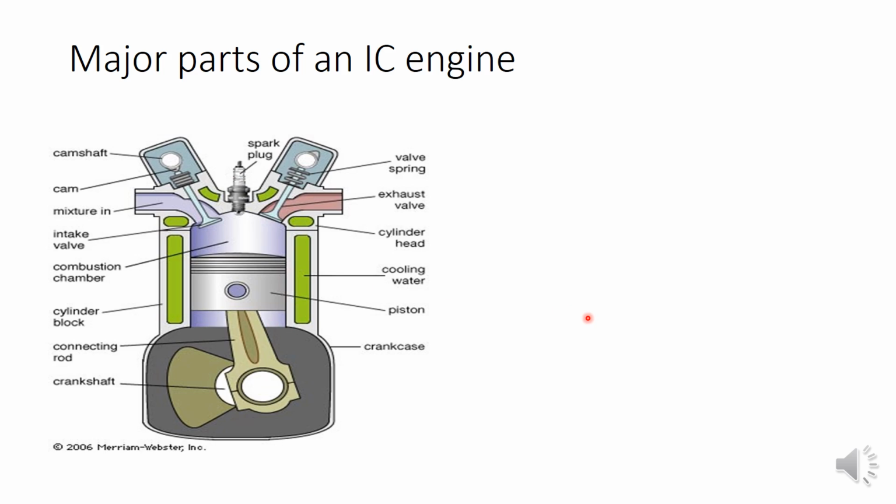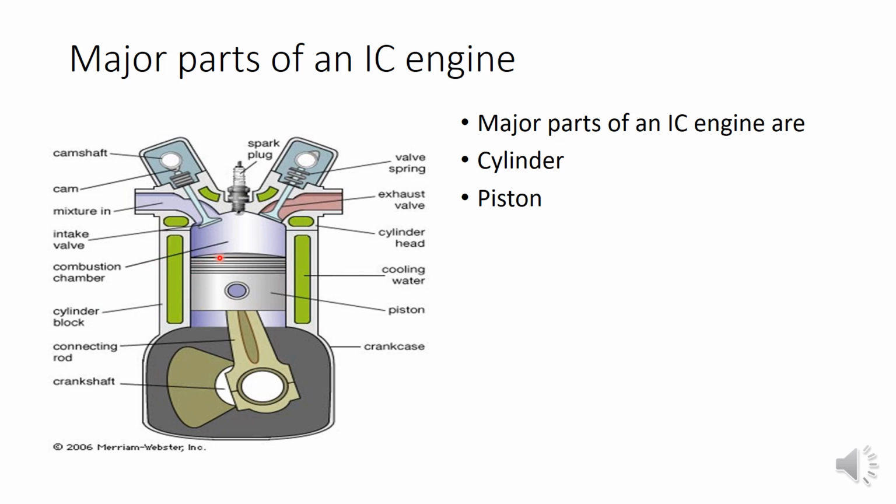The first important part is a cylinder. You can see a cylinder block here. This is a cylinder. Then the second one is a piston. This is a piston. And the third one, we have a connecting rod. This rod is known as a connecting rod. And we have the crank and crankshaft here at the bottom.